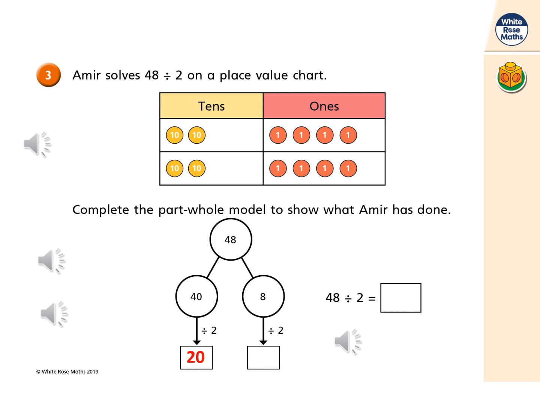Now let's divide the ones. So 8 divided by 2 is 4. So we know that 8 divided by 2 is the same as doing half of 8, and we know that half of 8 is 4.